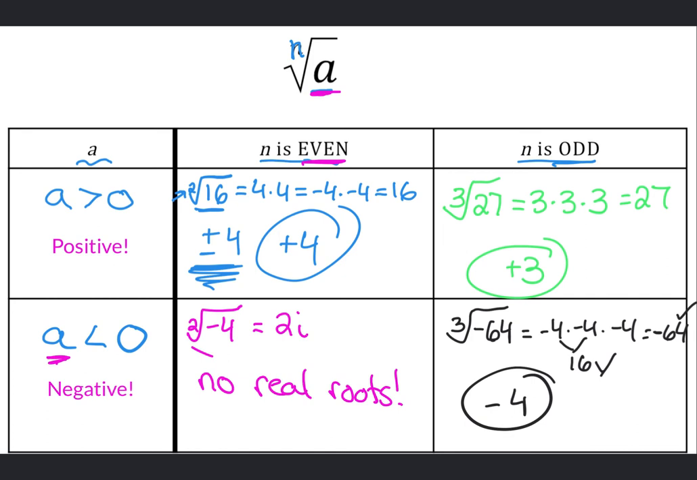So a quick recap. When the root is even, if it's positive underneath, you technically have 2 real answers. The principal one is just the positive one. If it's negative, no real roots. But if it's odd, if it's positive, you get 1 positive. If it's negative, you get 1 negative.